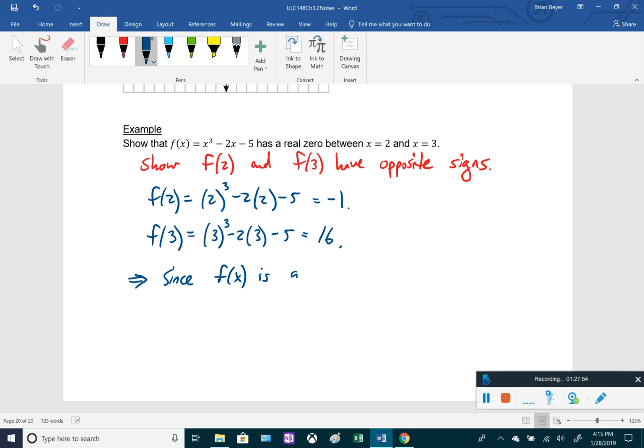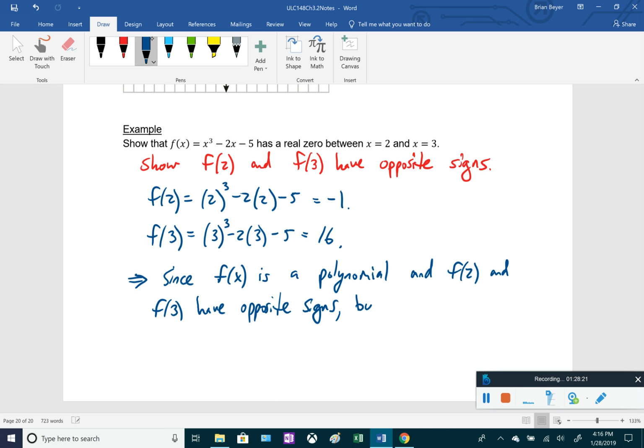Since f of x is a polynomial, and if it's not a polynomial, we can't really mention this unless it's continuous over that interval. So since f of x is a polynomial, and f of 2 and f of 3 have different signs, one's positive, one's negative, by the intermediate value theorem, f of x must have a 0, which once again means x-intercept, between x equals 2 and x equals 3.